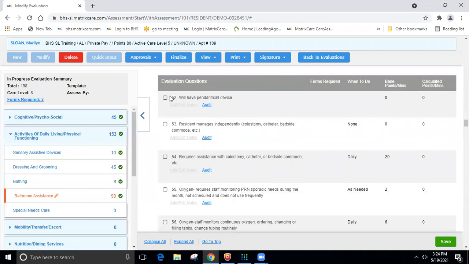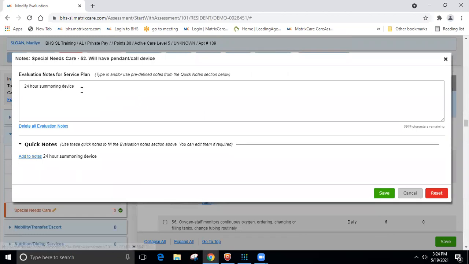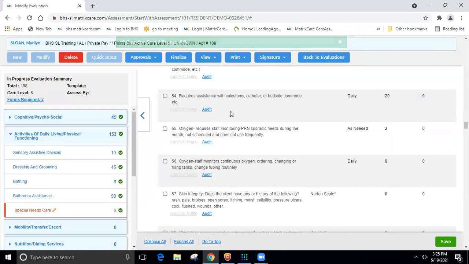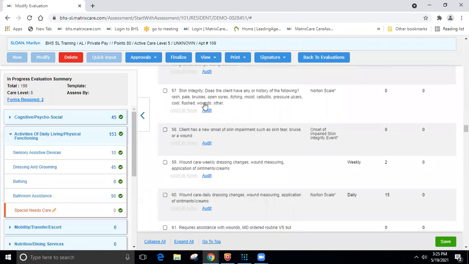We do have special care needs. So if they have a pendant or call device, you might want the staff to know that they have a pendant. Not every community has pendants, or every person. Then there's colostomy, catheters, and oxygen.